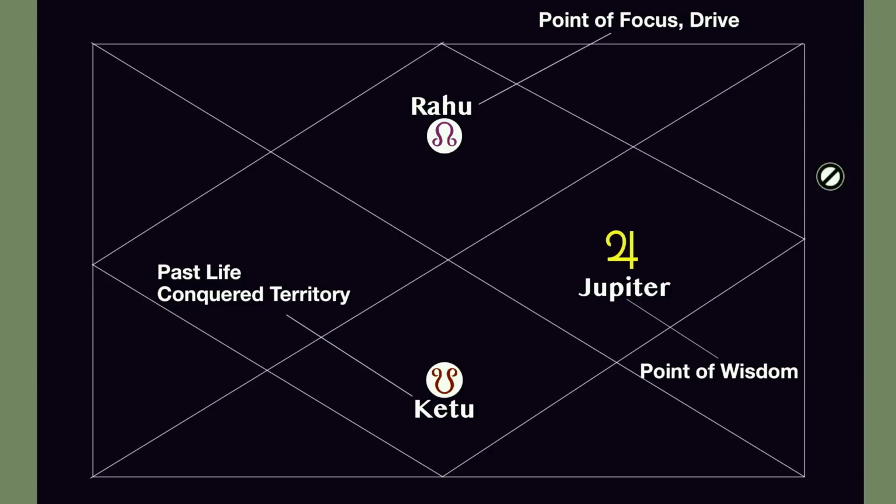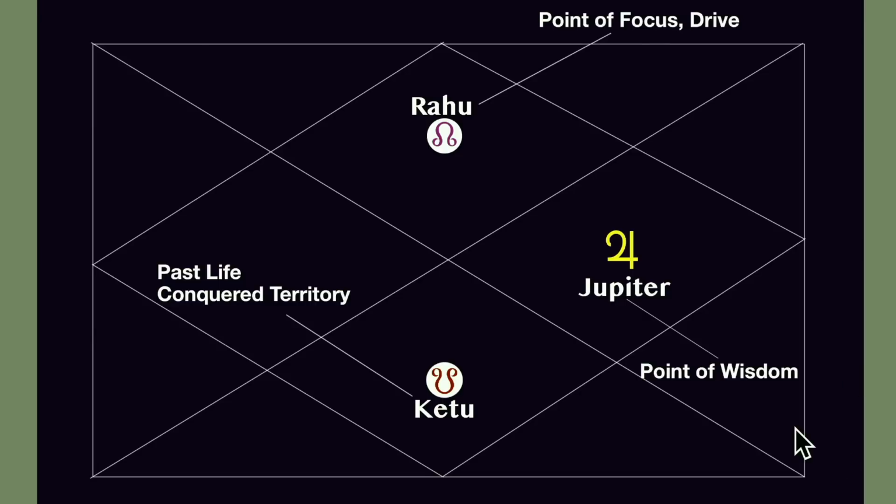But before that, we shall consider for the purposes of this study, Rahu as the point of focus and drive, where you want to go in this lifetime. Ketu as past life conquered territory, or your karma which you have already learnt and knowledge and finished. Ketu brings all the past life into this life. So whatever you learnt, experience and knowledge, whatever you are already an expert in, is Ketu. Jupiter as the point of wisdom, where you need to take assistance of, okay? Consider it like that in this particular aspect.